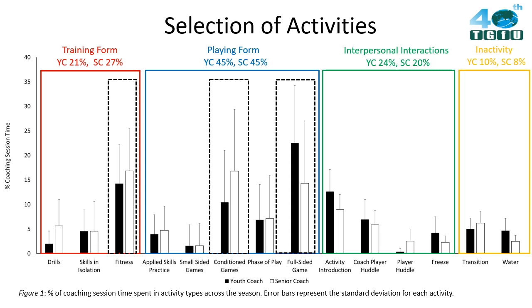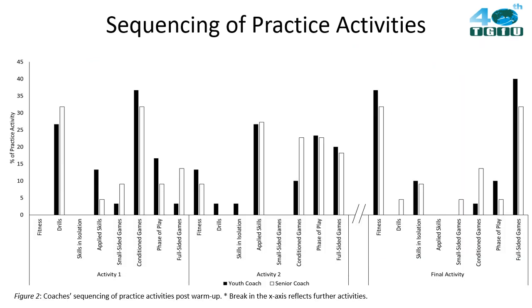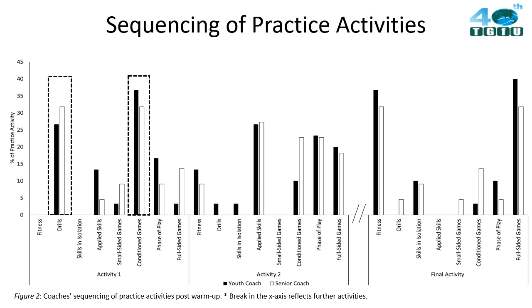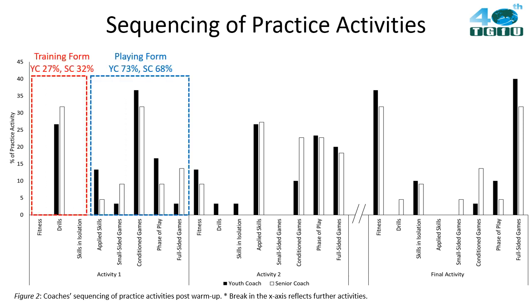Previous research has used different coding systems, so direct comparisons are difficult, but the primary reliance on playing form is consistent with more recent research in varying domains. The current figure shows the sequencing of activities post-warm-ups. Condition games and drills were the most used activities post-warm-ups, although drills, fitness and skills in isolation were the most used activities in warm-ups. The youth coach and senior coach's first activity post-warm-up is a playing form activity 73% and 68% of the time respectively.